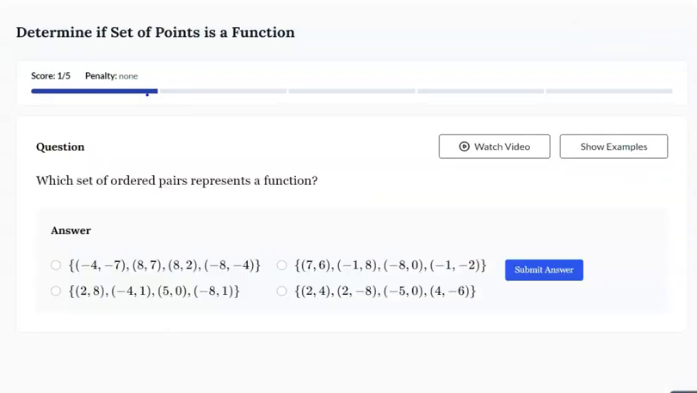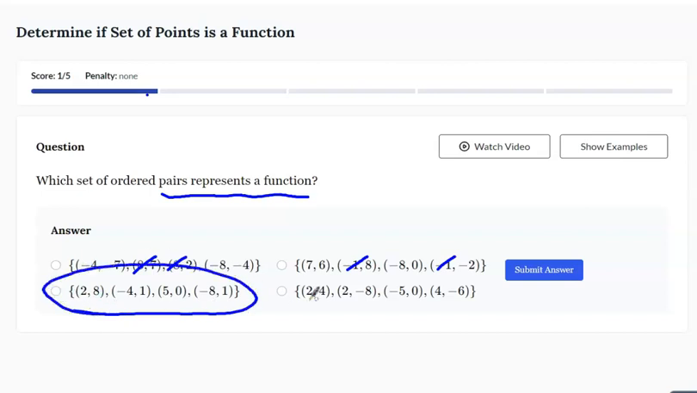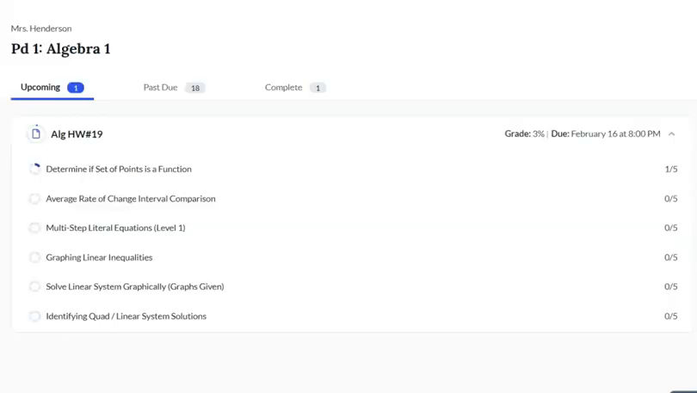Again, you're looking at the x values only, determining whether it is or is not a function. This one is looking for the one that is a function. This one has a repeat. This one has a repeat. This one has all unique values. This one has a repeat. So we found our function.